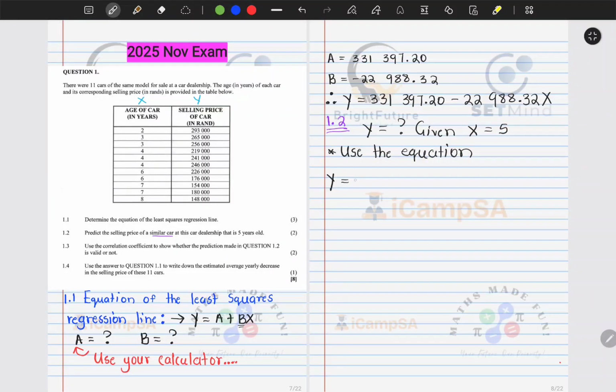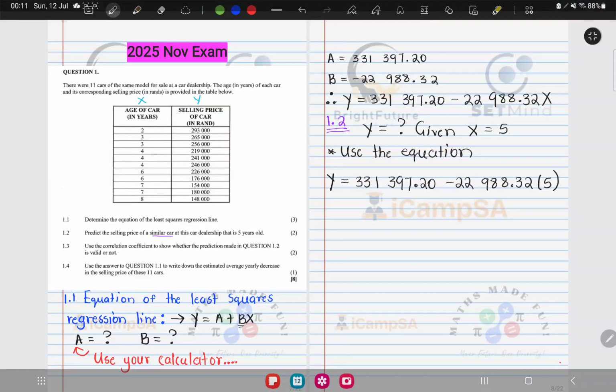So I'm going to do y equals 331 397.20 minus 22 988.32 into 5. That's what I'm going to do. So let's quickly go to our calculator.